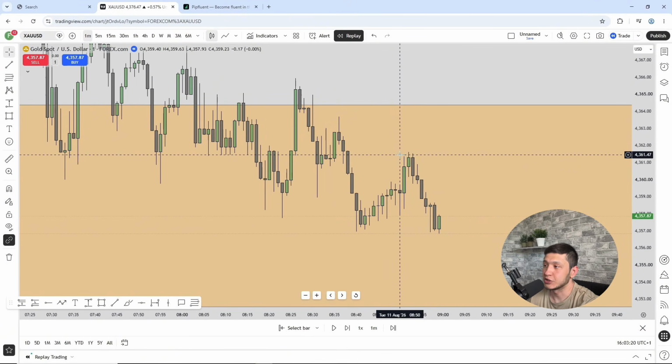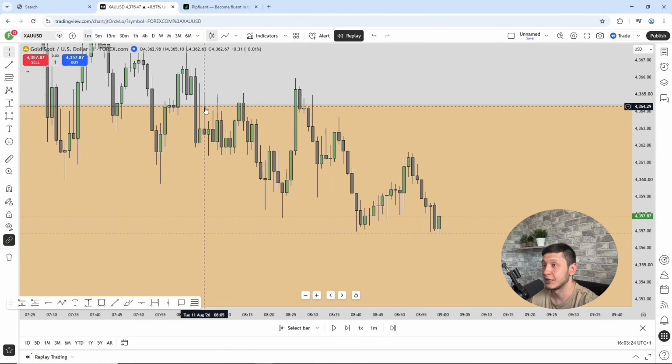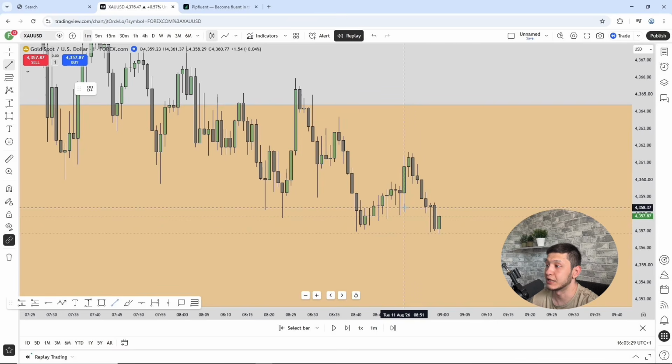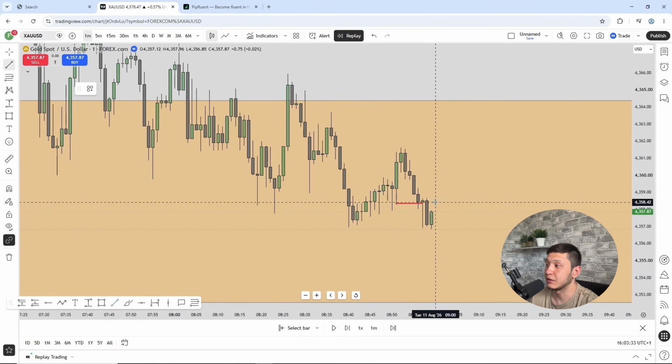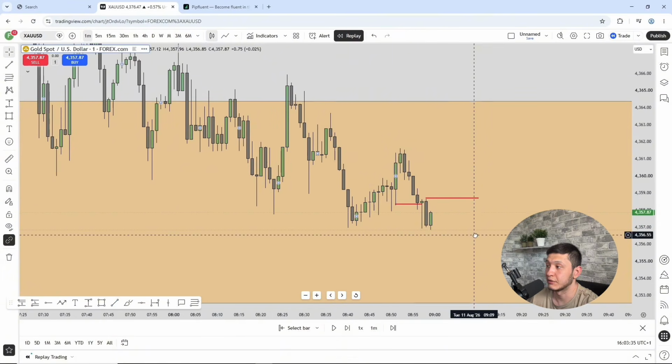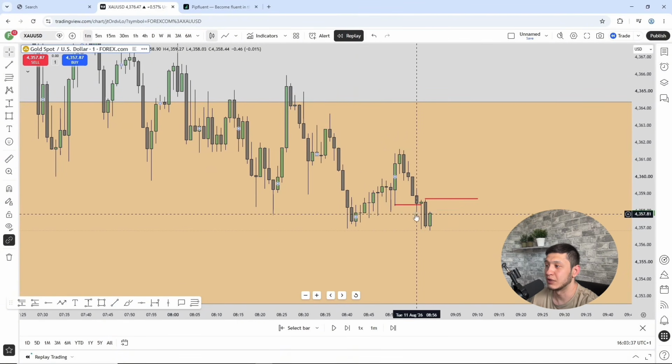Now, your first task is to quickly identify where your last external structure is, all right? Because if you have a look at M1, a lot of you would mark this one as a breakout, correct? And a lot of you might think this one is your external high, correct? Which is absolutely wrong. Let me prove it to you.